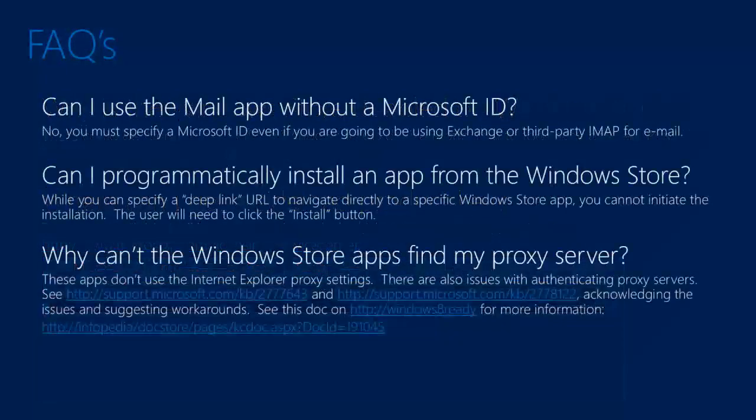Easy enough to find. There are some issues with other apps, like the Mail app does require a Microsoft account as well. We are working on that. We expect that to be fixed in Windows 8.1 as well. So you'd be able to run the Mail app and connect to Exchange directly without first connecting to an Outlook.com account. There is no way to programmatically install an app from the Windows Store, but you can get these deep link URLs and use those to at least navigate to the point where you just need to click the install button.